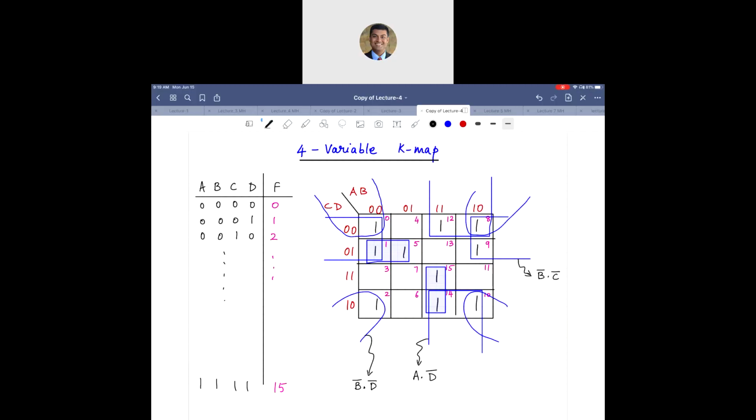Now let's move on to the groups of 2 ones. 15 and 14. Let's see, C is 1, A is 1, B is 1. How about this guy? Cell number 1 and 5. A is 0, B changes, C is 0, D is 1.